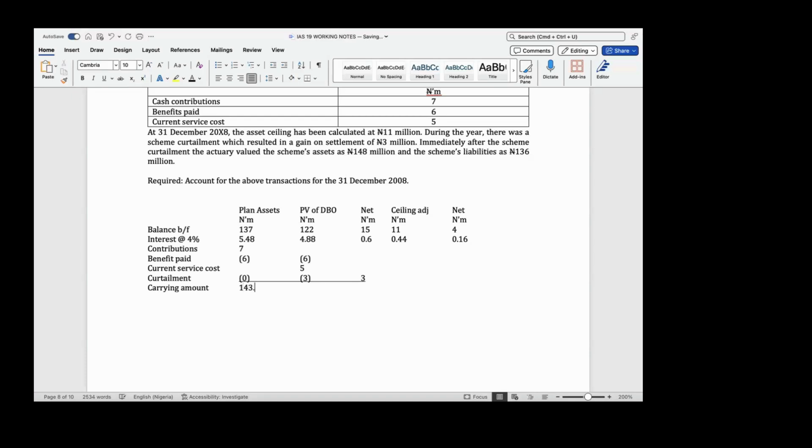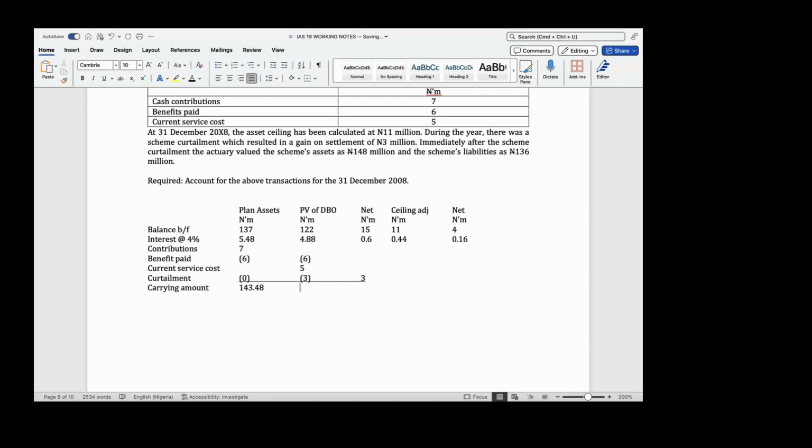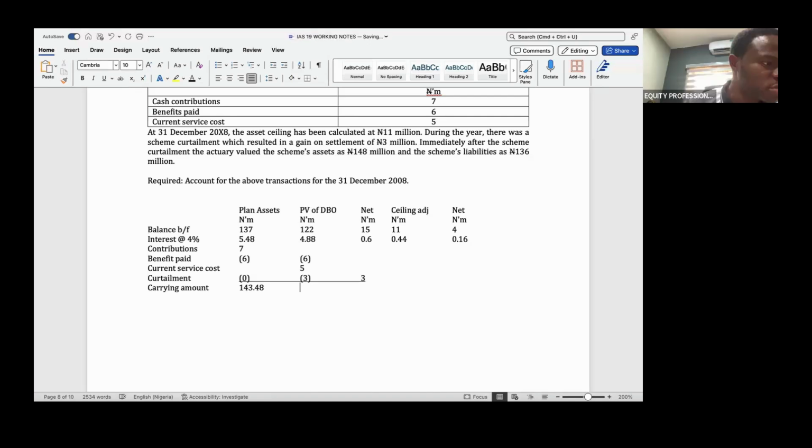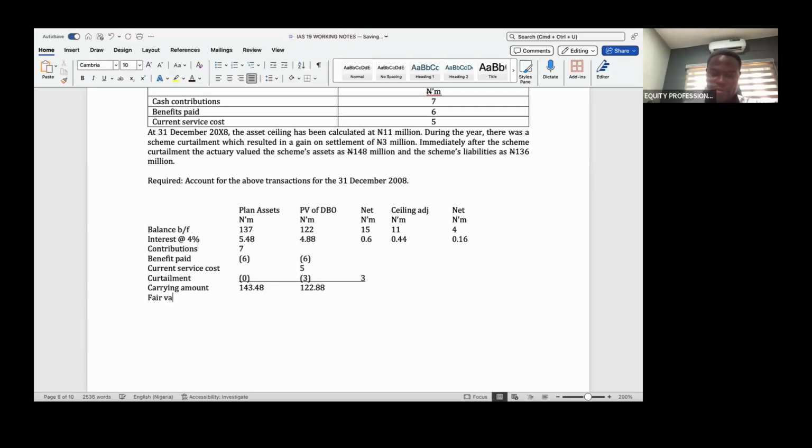$143.48. What's the DBO? How much is the DBO? 122.88. Now, what's my fair value? So the fair value of the asset is 148. The fair value of the liability is how much? 136. So the difference should be 12. Yes, 12.